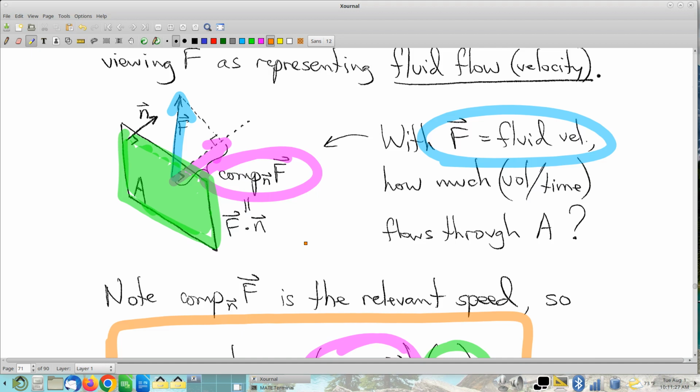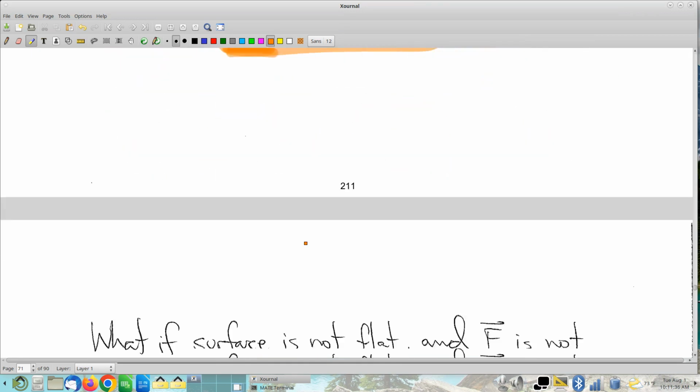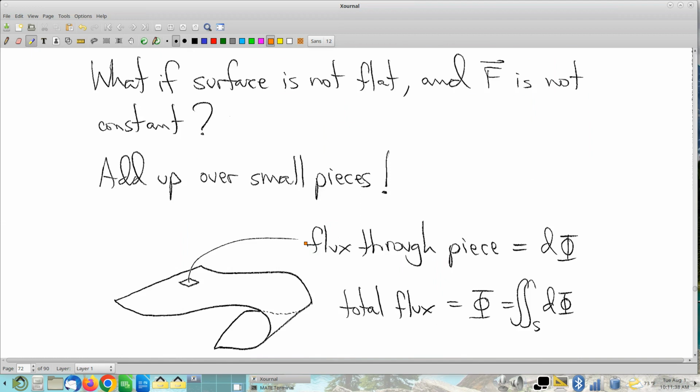And we talk about the vector as if there's only one direction and one velocity, as if all the fluid is doing exactly the same thing. Well, again, in the real world, that's not how it works. So what do we do when we have some computation that we know how to do in idealized circumstances, but we don't know how to do in general?